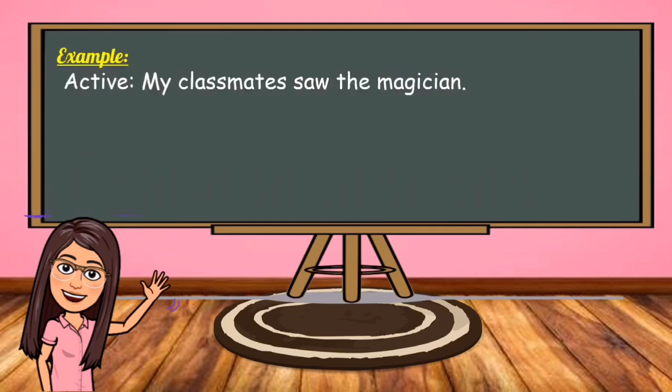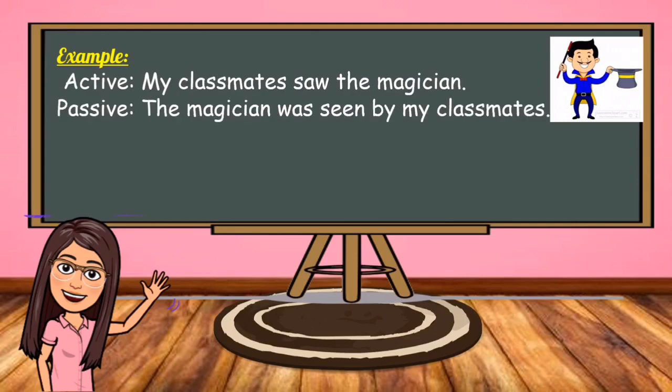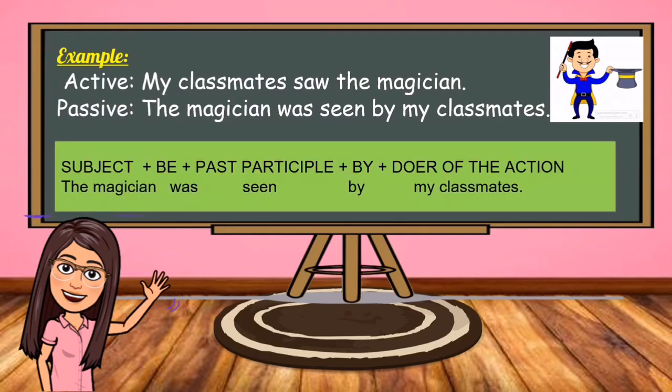Lastly, my classmates saw the magician. The subject is my classmates, the verb is saw, and the object is the magician. In passive voice, the magician was seen by my classmates. The subject is the magician, the be verb is was, the past participle is seen, plus the preposition by, and the doer of the action is my classmates.